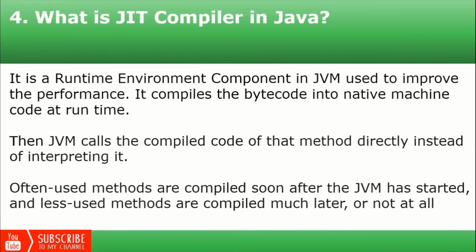This is also an important question: what is a JIT compiler in Java? It is a runtime environment component in the JVM used to improve performance. It compiles the bytecode into native machine code at runtime. Then the JVM calls the compiled code of that method directly instead of interpreting it. In case of the JIT compiler, the often used methods are compiled soon after the JVM has started, and less used methods are compiled much later or not at all, depending on how many times they are being called.